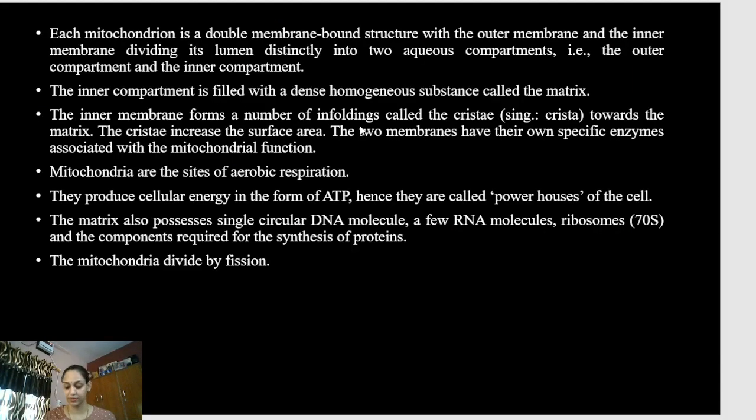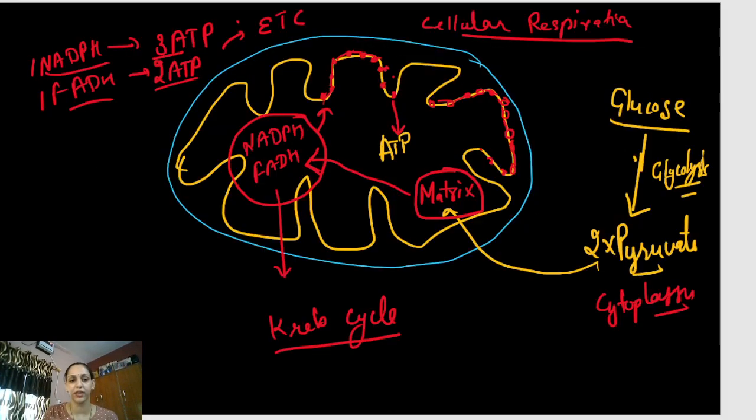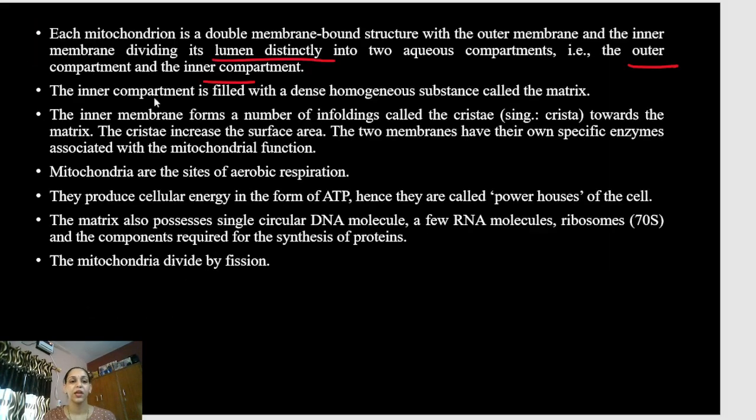Each mitochondrion is a double membrane bound structure with the outer membrane and inner membrane dividing its lumen distinctly into two aqueous compartments, outer compartment and inner compartment. The area between the outer and inner membrane is the lumen. The inner compartment is filled with a dense homogeneous substance, that is matrix, and the inner membrane forms a number of infoldings called the cristae towards the matrix. The cristae increase the surface area.